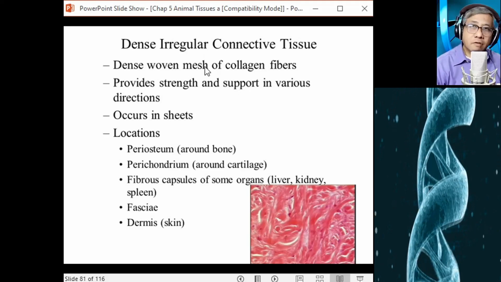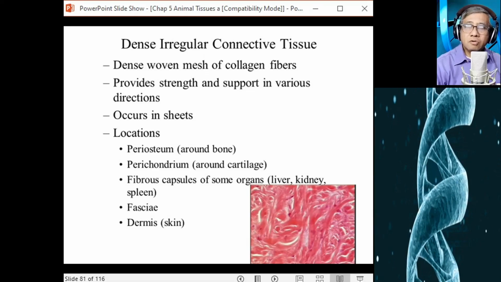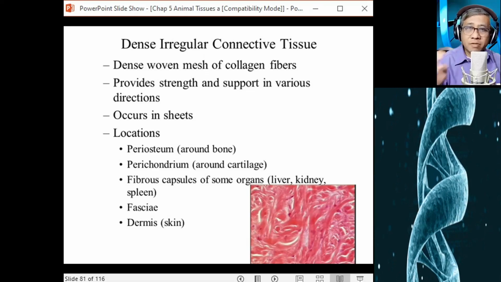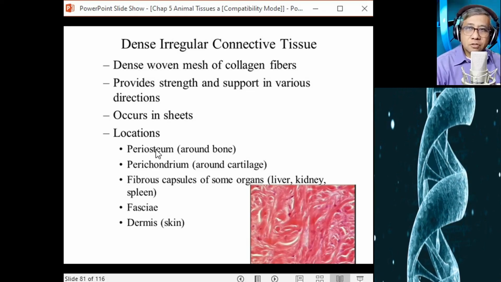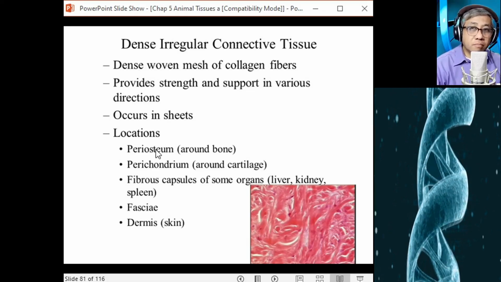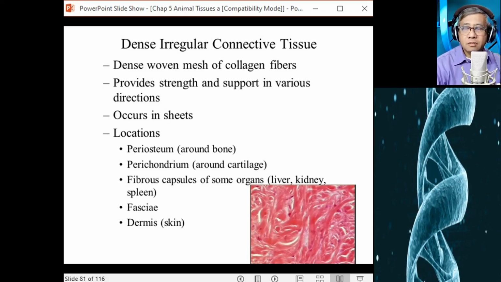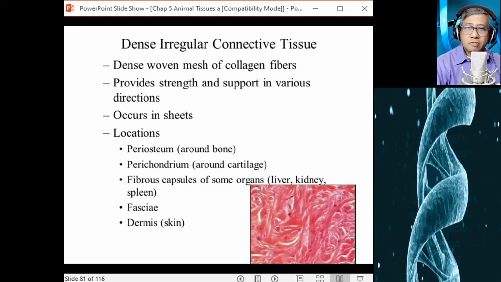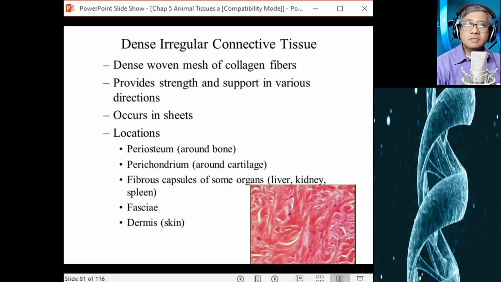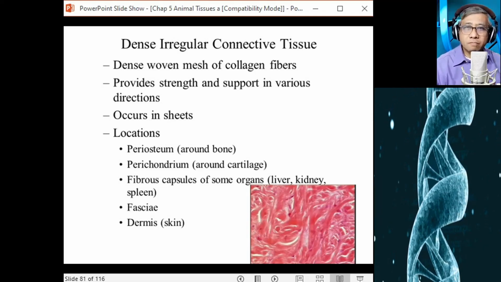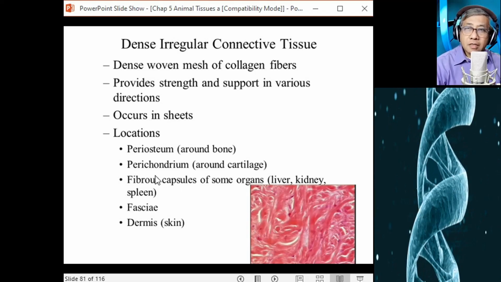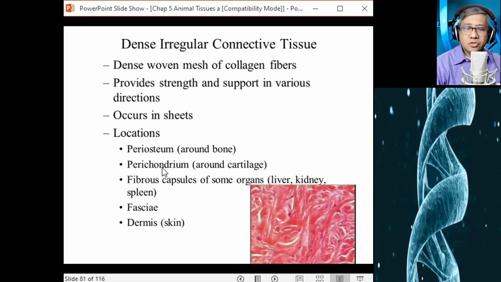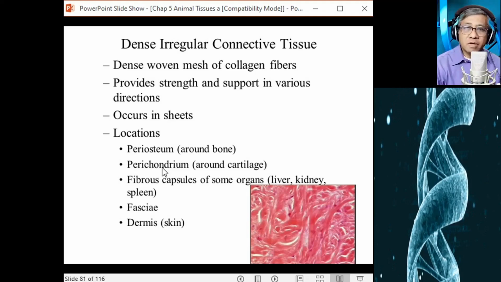Alright, so where can you find dense irregular connective tissue? So we have the following. Periosteum. Alright, you know what the periosteum is? The periosteum is the membrane that covers the bone. Alright, that's the periosteum, and the periosteum is dense irregular connective tissue. Alright, perichondrium that surrounds the cartilage. Now that's the membrane surrounding the cartilage, or perichondrium.